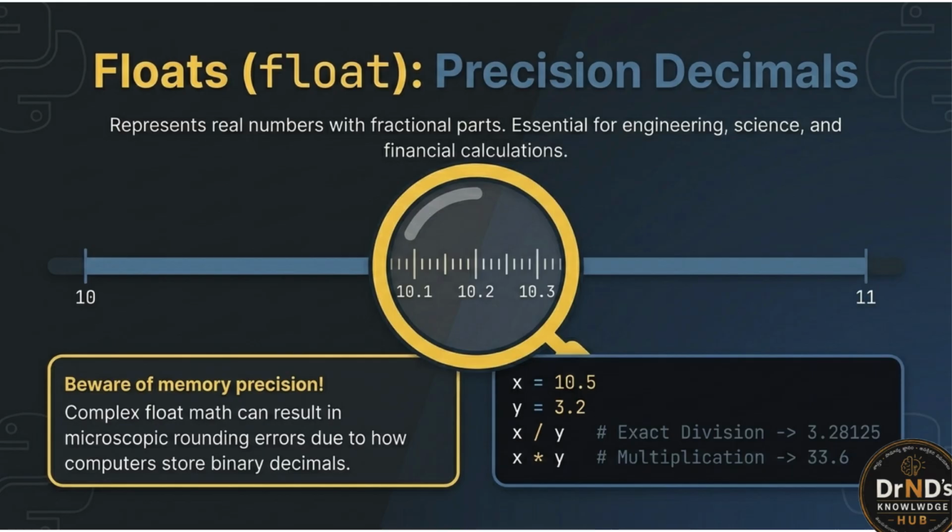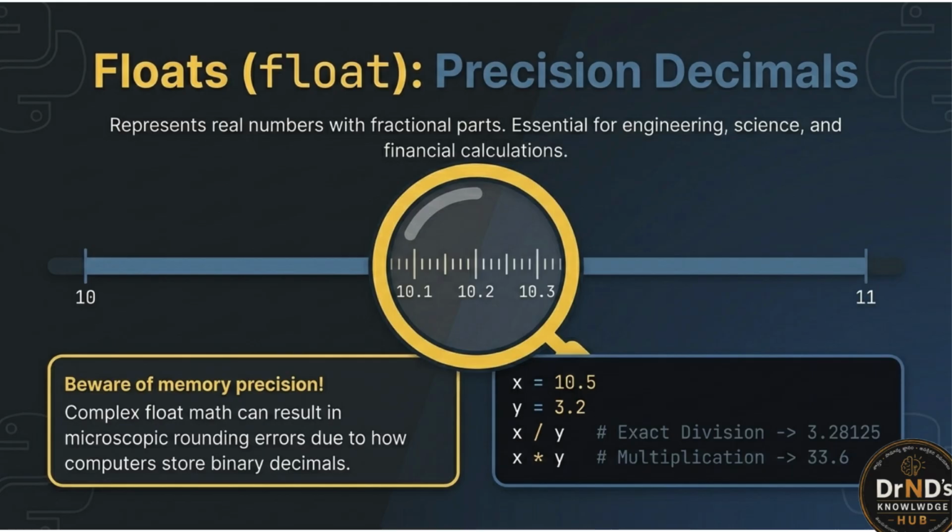X is equal to 10.5, Y is equal to 3.2. Here, both values contain decimal points. Therefore, Python automatically identifies them as floating point numbers. Now, let's perform some calculations using these float values.